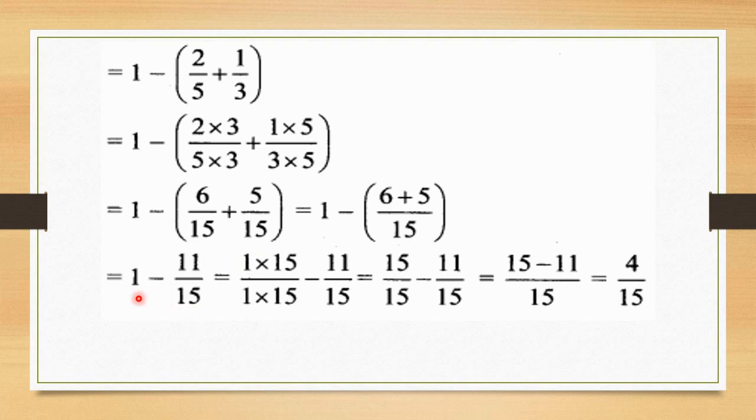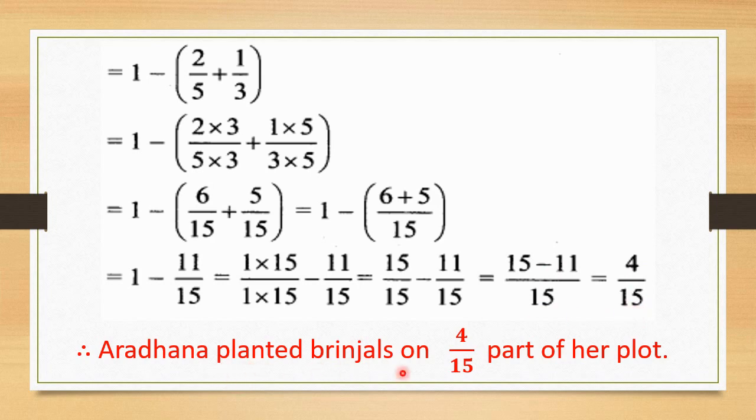For 1 by 1, we will multiply both sides by 15. So 1 multiplied by 15 upon 1 multiplied by 15 minus 11 by 15. Now the denominator is same, so we can simply subtract numerator over a common denominator. So 15 minus 11 by 15 is equal to 4 by 15. So Aradhana planted brinjals on 4 by 15 part of her plot.